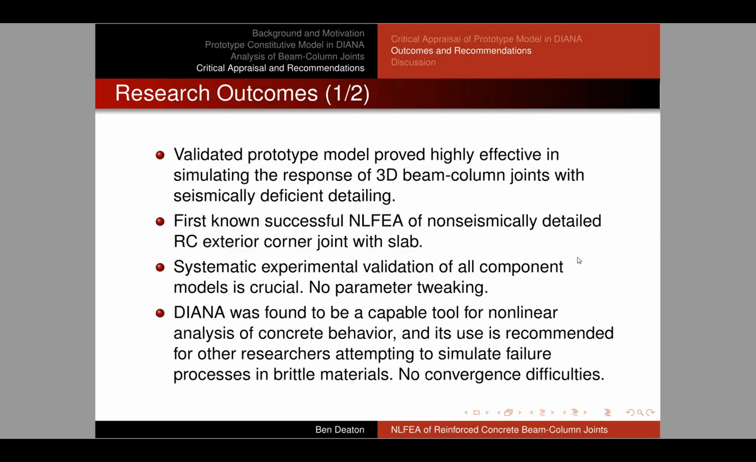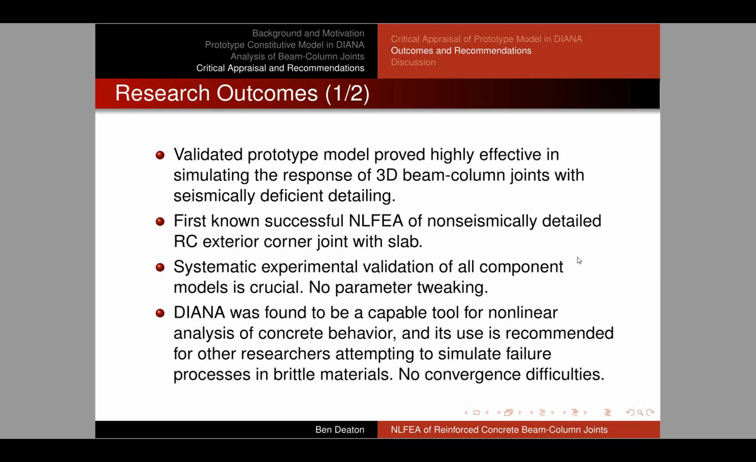The validated model was highly effective in simulating the response of 3D beam column joints with seismically deficient detailing. To my knowledge, this was one of the first known successful studies using nonlinear FEA of non-seismically detailed reinforced concrete exterior corner joints, including a slab. So I think this is an important contribution and opens up a lot of doors for either further research or for application of tools like this in companies like Simpson Gumpertz Heger, or wherever we can actually use a tool like this to characterize the response of an existing joint and then use that to develop simplified models or do various performance-based evaluations.